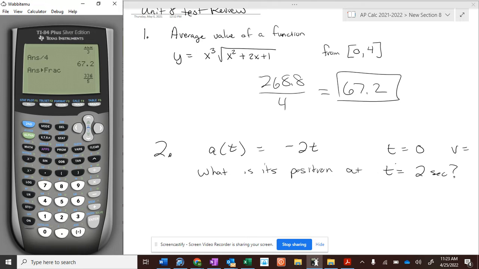Okay? Yes. Just to clear up, you're dividing by 4 because it's 4 and 0, right? So if it's 4 and 2, then you would divide by 2 instead. Right. Yes.